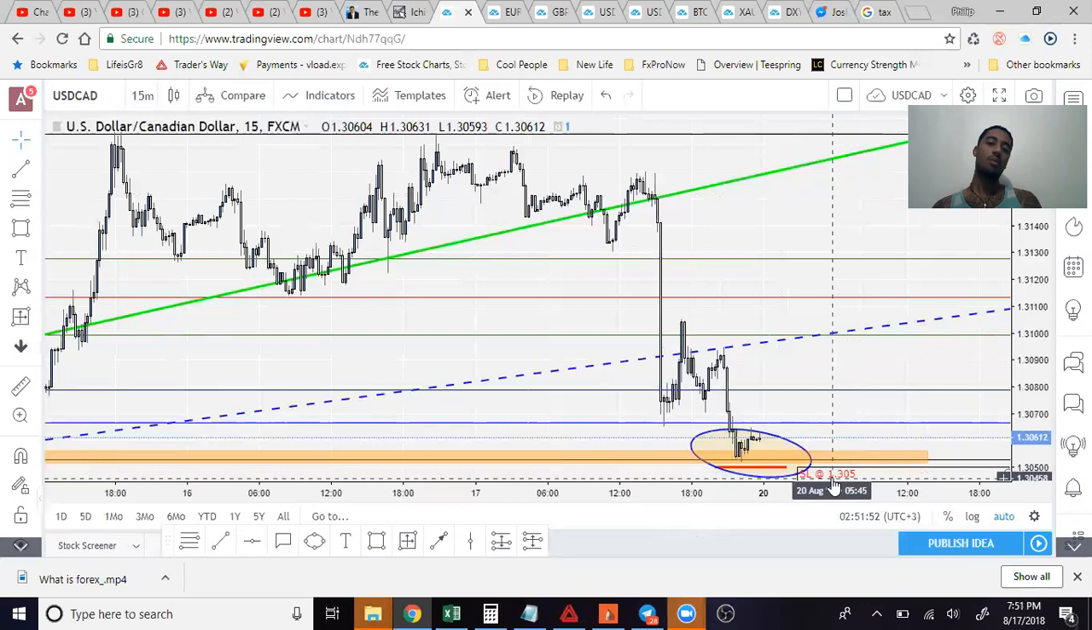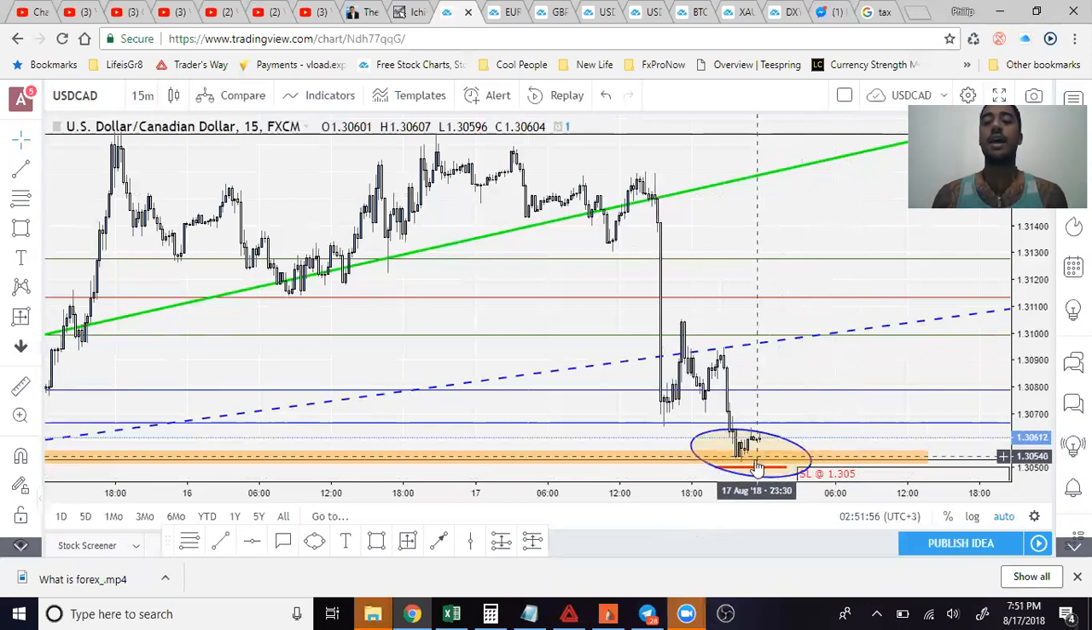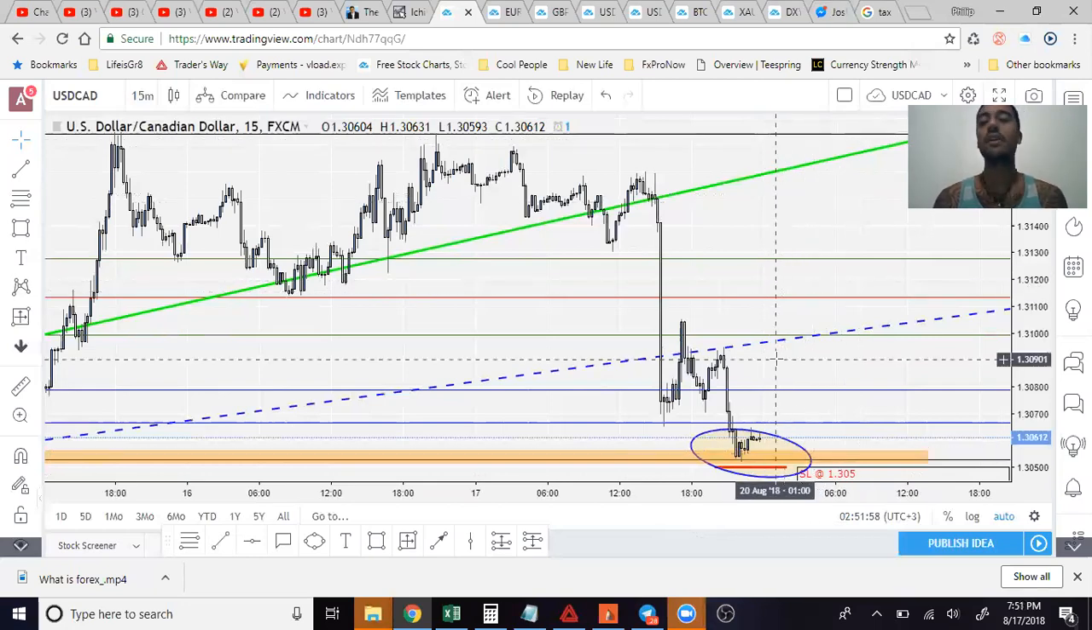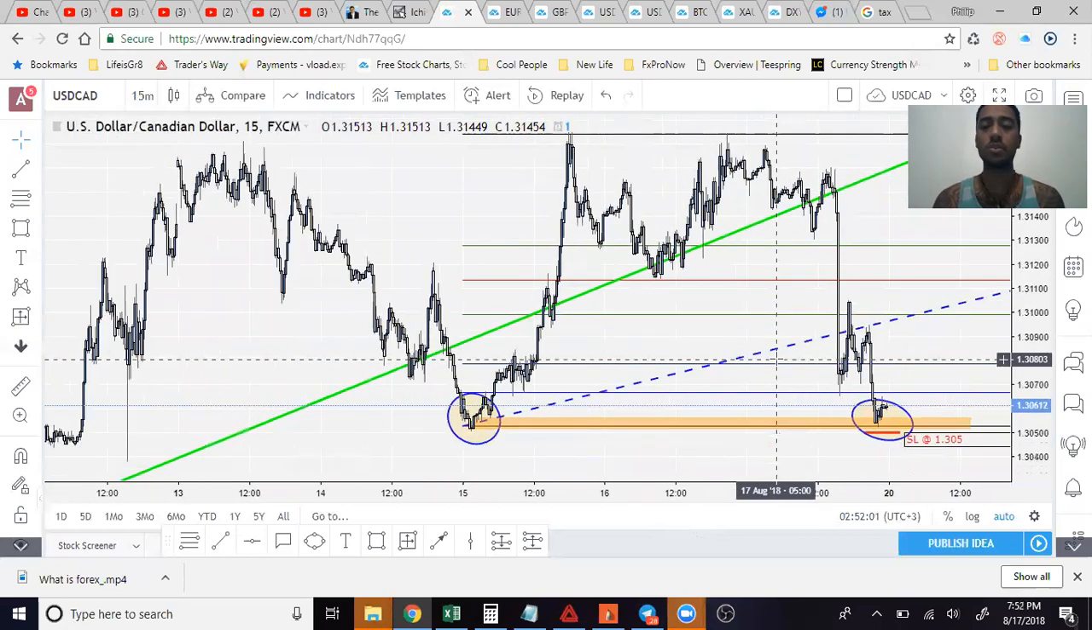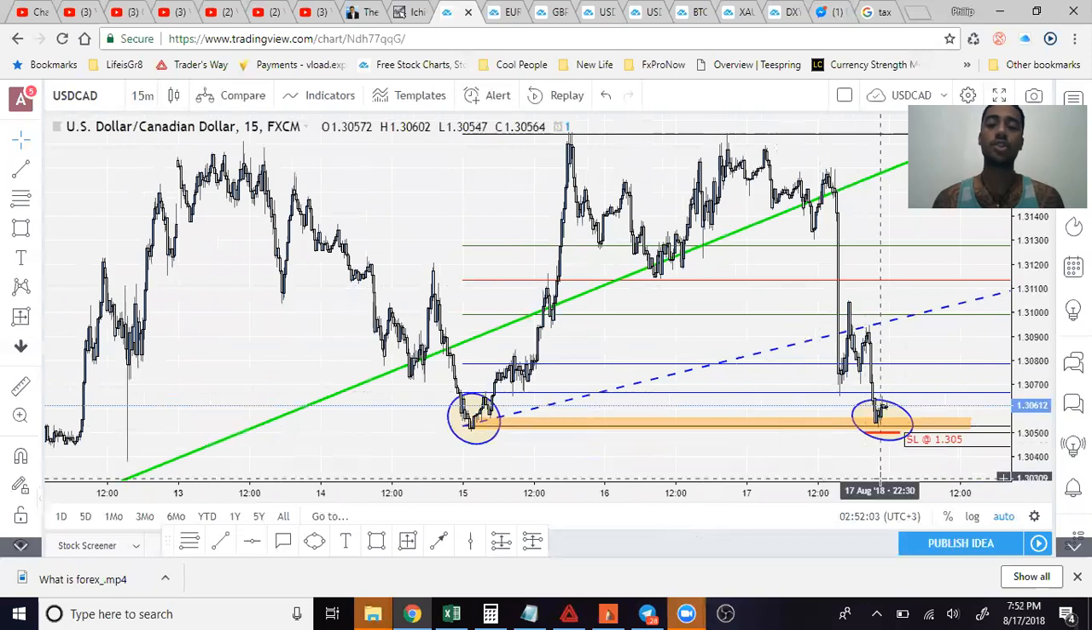probably to, let's just say, 1.300, right? And then from there, continue. But if it breaks through your stop loss, then cool. Just wait till it hits that trend line, and then from there get into the buys.